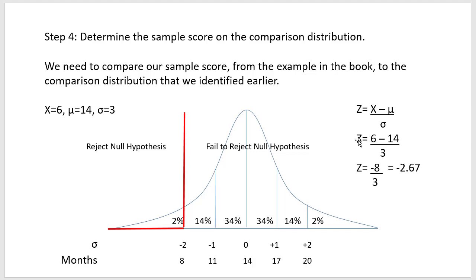We plug in our numbers. Z is equal to 6 minus 14 divided by 3. That's 14 is the mean. Standard deviation is 3. And we get -8 divided by 3 equals -2.667. Our sample's score is 2.667 standard deviations below the mean. Again, you might be jumping to your own conclusion, but bear with me.